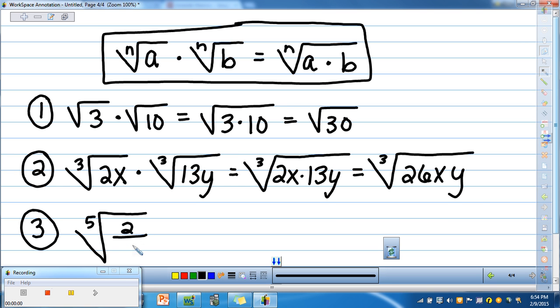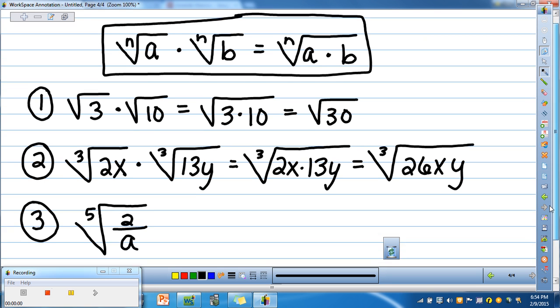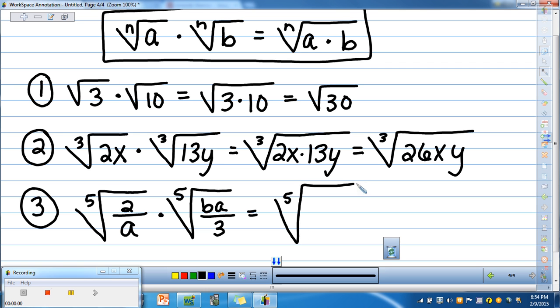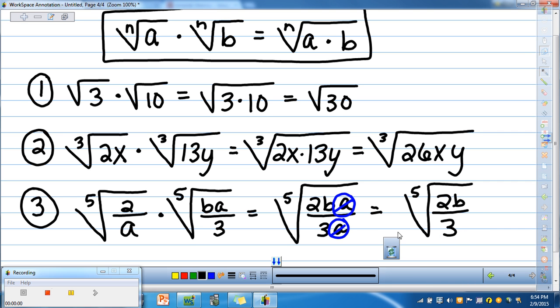In this next one, let's look at the fifth root of 2 over a times the fifth root of ba over 3. When we multiply the insides, we are left with 2ba over 3a. Since we have a common factor of a on the top and the bottom, we can actually cancel that, giving us a final simplified answer of the fifth root of 2b over 3.